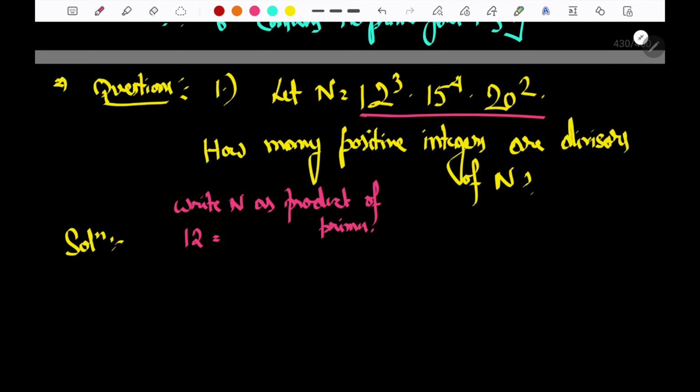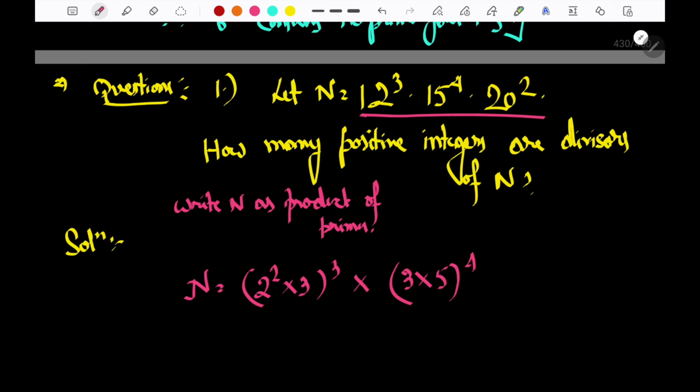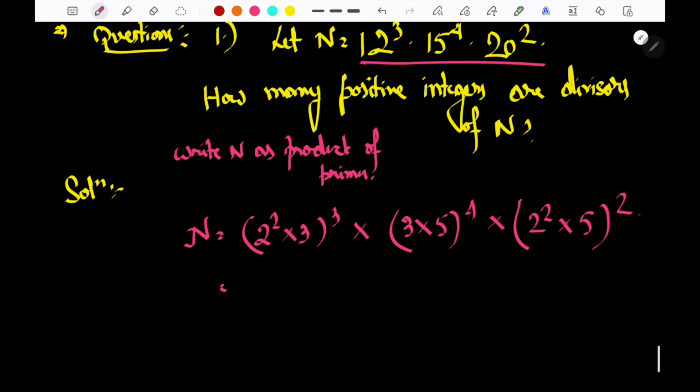So I'll directly write it. Instead of writing individually, I'll write n is equal to 12 can be written as 2 square into 3 to the power 3. 15 can be written as 3 into 5 to the power 4. 20 can be written as 2 square into 5 to the power 2. So basically this will be 2 to the power 6 or 2 to the power 4. So 2 to the power 10.